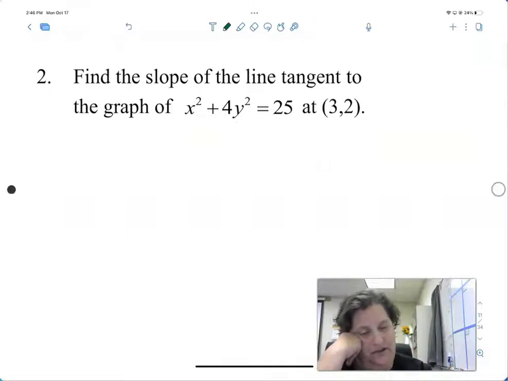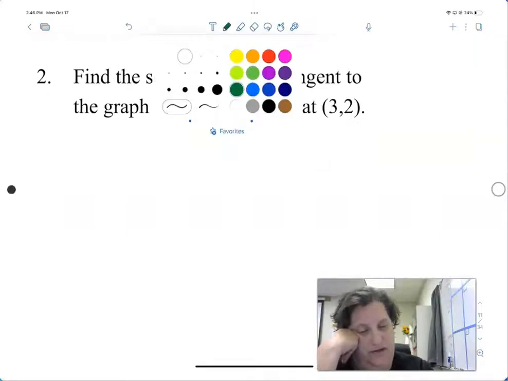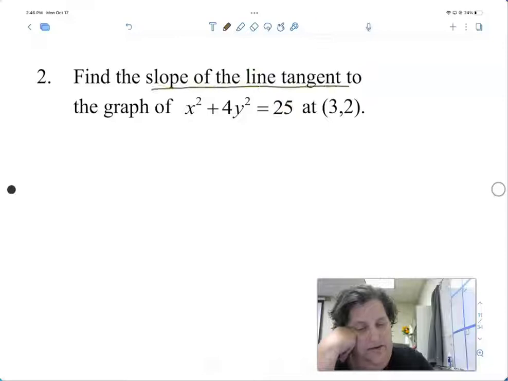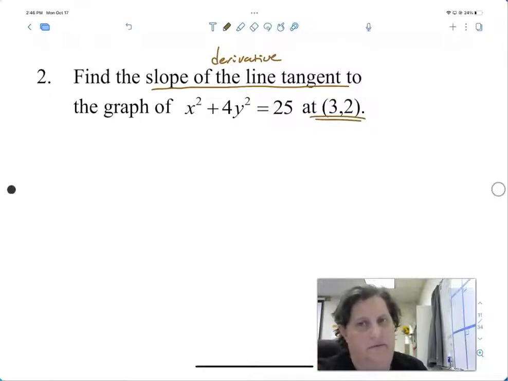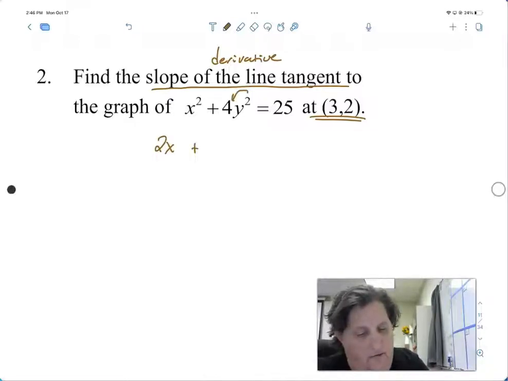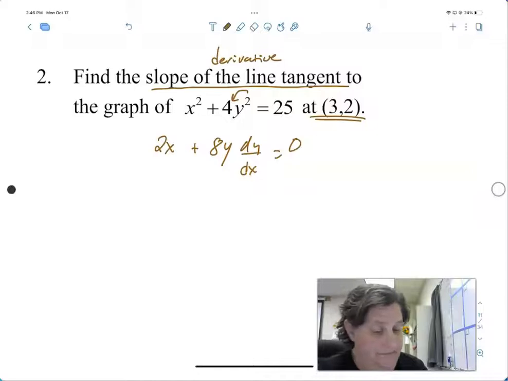Let's look at another one. Find the slope of the line tangent to the graph of blah, blah, blah. Slope of the tangent line means derivative. And this one's telling me at a certain point. Okay, that's cool. Let's go ahead and do the derivative first with respect to x, okay? X squared is 2x dx dx. 4y squared is 8y dy dx. And the derivative of 25 is 0.